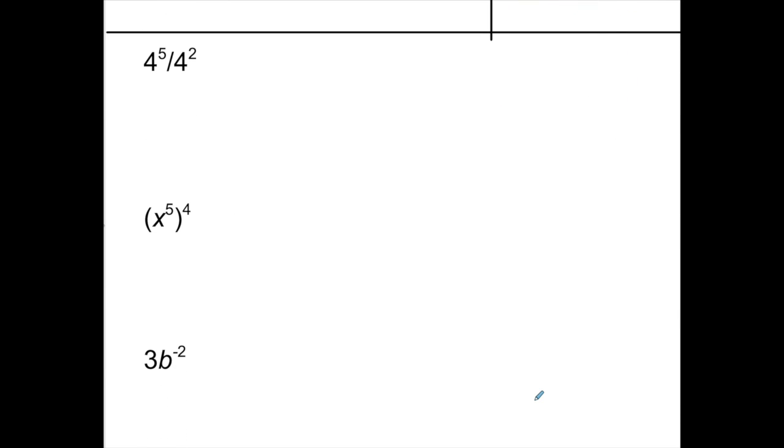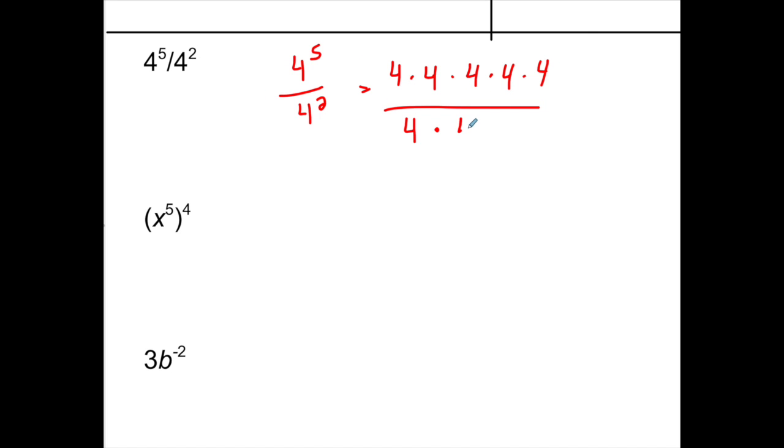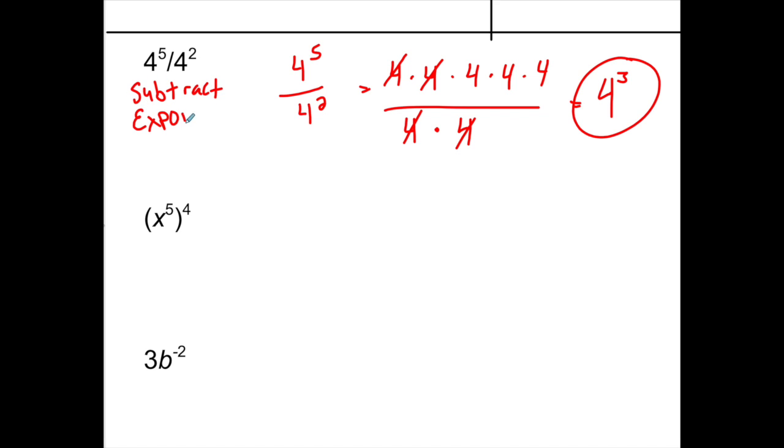Okay, 4 to the 5th over 4 squared. When you divide two expressions and the bases are the same, it's 4 times 4 times 4 times 4 times 4, which is literally what 4 to the 5th means, over 4 squared, which is 4 times 4. You get some canceling because this is multiplication, and you're left with 4 to the 3. In this case you subtract the exponents because the bases are the same. If the bases aren't the same, you can't do that.